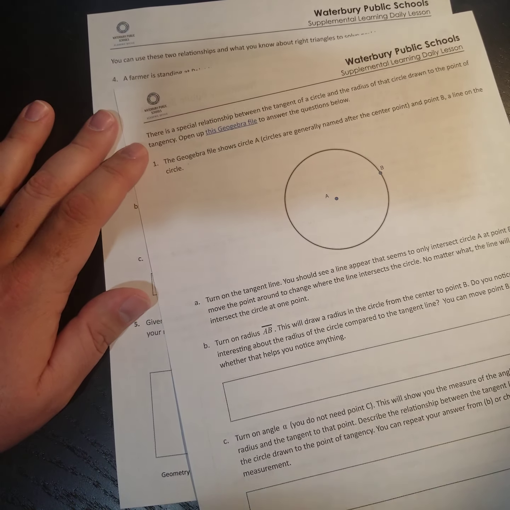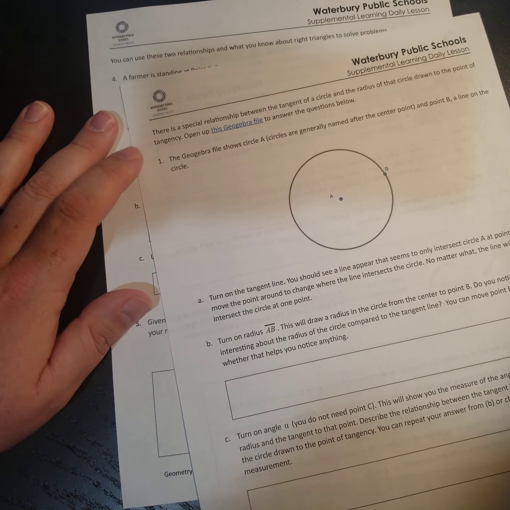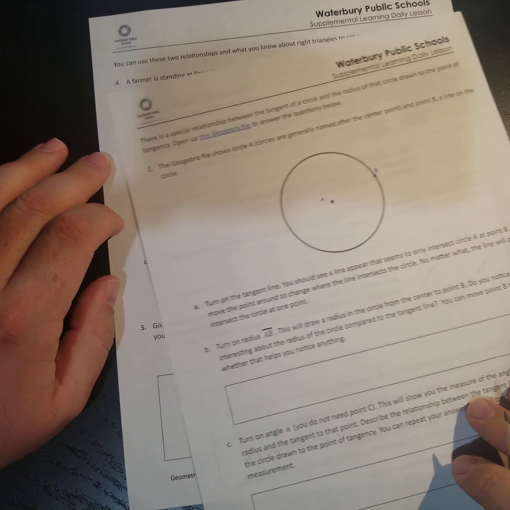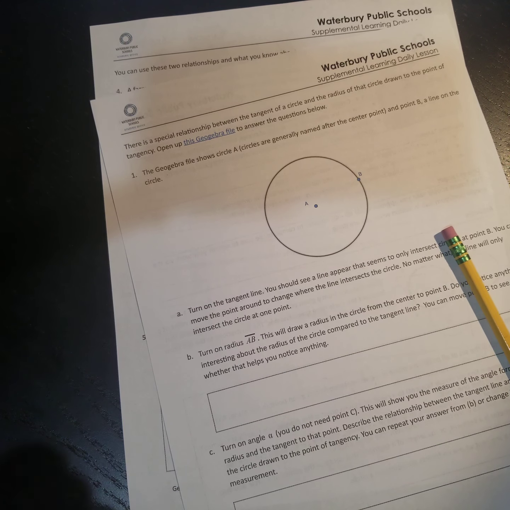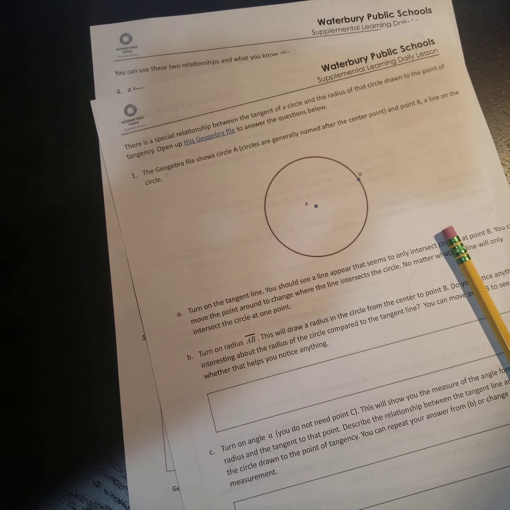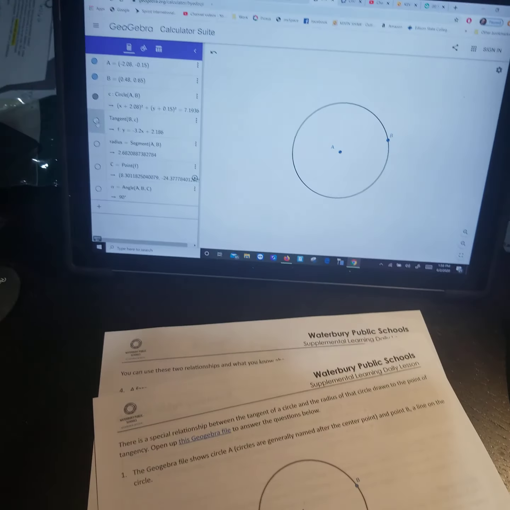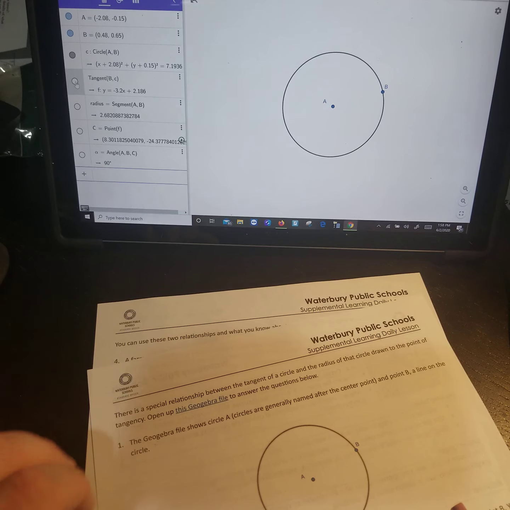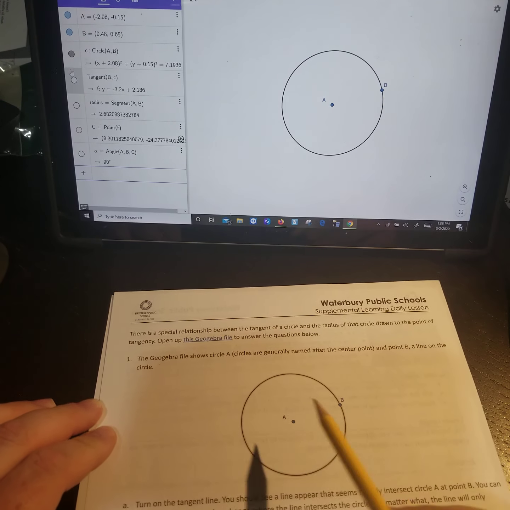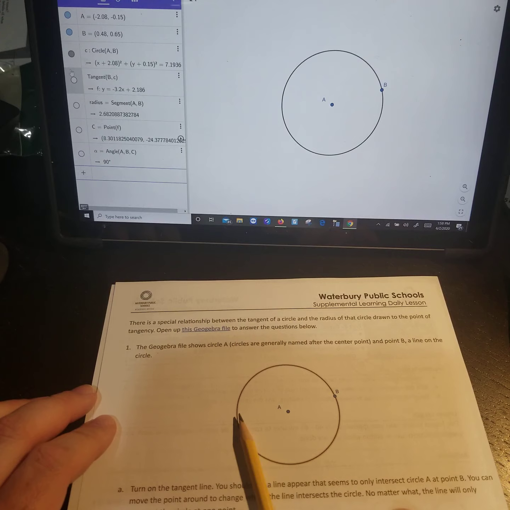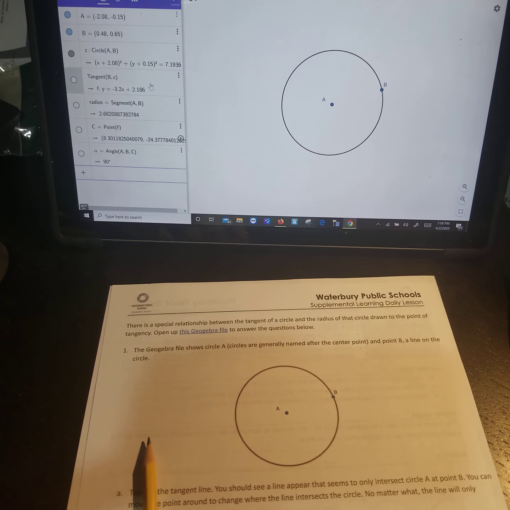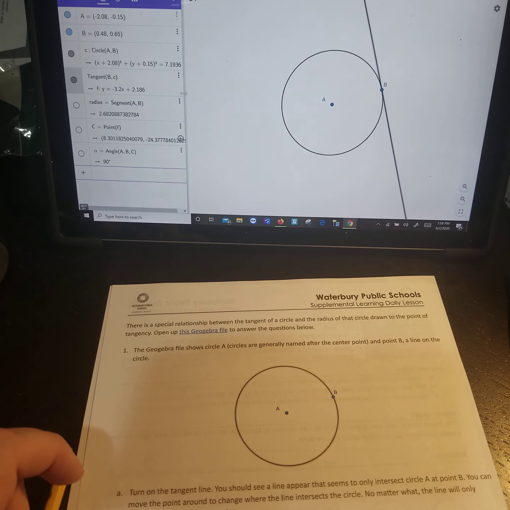All right, so there's a special relationship between the tangent of a circle and the radius of a circle. I am going to show you my GeoGebra and show you what it's talking about. I hope you can see this. This GeoGebra file shows circle A. It says turn on the tangent line. Actually, the tangent line's already been turned on when you load it. Turn on the tangent line.